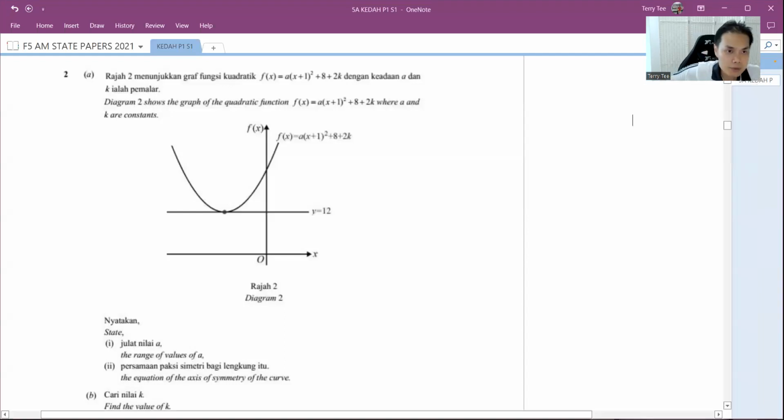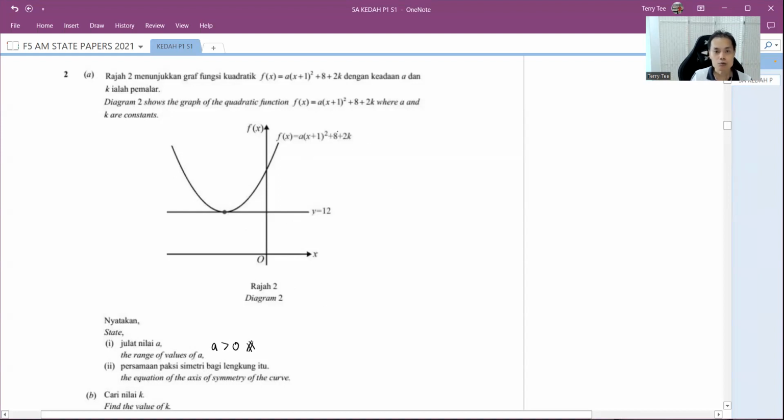Let's move on to question number 2. Here we have a diagram that shows the quadratic function f(x) equals a(x plus 1) squared plus 8 plus 2k, where a and k are constants. So you're supposed to find the range of values of a. Now remember, for a quadratic function, if the graph has a minimum, your a must be more than 0. The range of values of a is just a greater than 0. That's it. How about the equation of axis of symmetry?